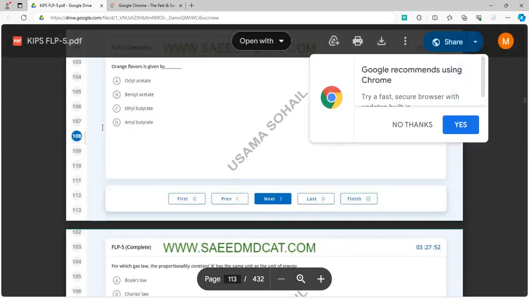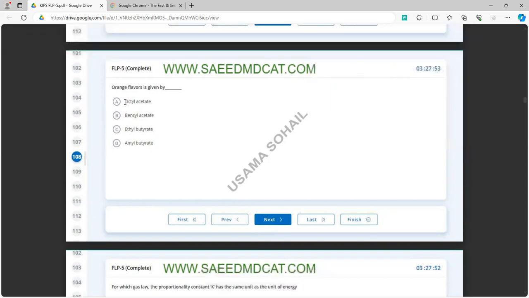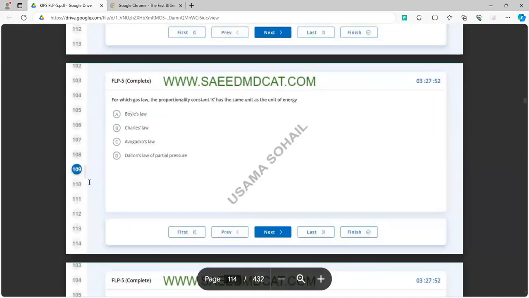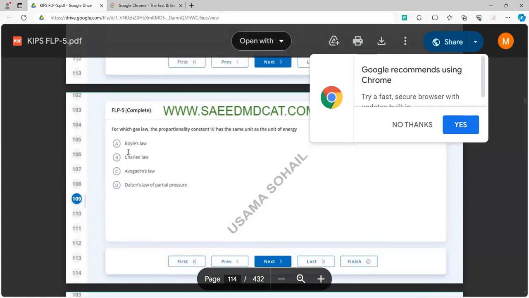Now, question 108 is basically an ester. Esters are used in flavoring. The correct answer is octyl acetate, and you can remember that orange flavors and octyl have the same name. Now, question number 109, the same question as previously has been repeated. It's Boyle's law.